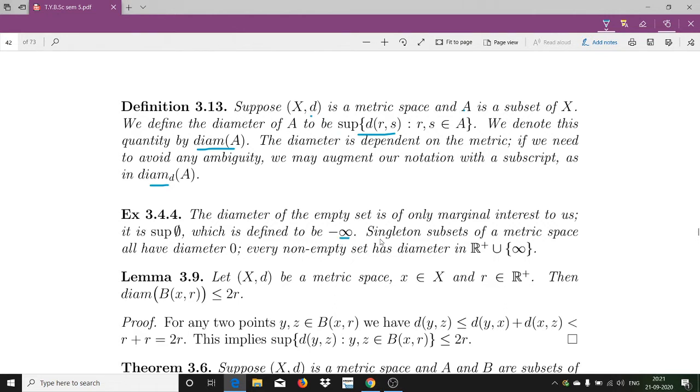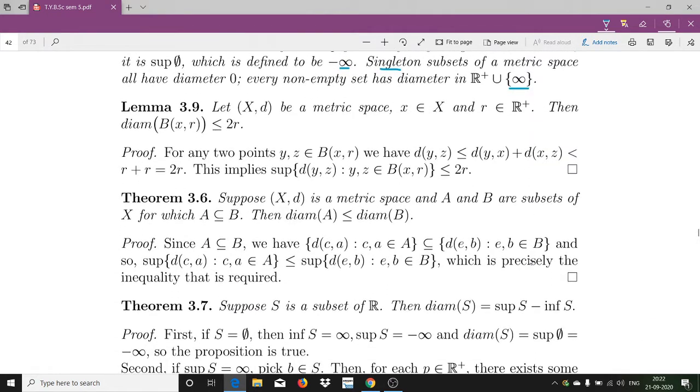And if you have a singleton set, that means if your set contains only a single element, in that case obviously the diameter has to be 0, because if you have a singleton element, say x, then there is only one possibility: you can take distance from x to x, and that will be 0. So diameter will be 0 in that case. And every non-empty subset of your metric space has diameter greater than or equal to 0. In fact, in certain cases it can go up to infinity also, so that I have included. So your diameter will be greater than or equal to 0.